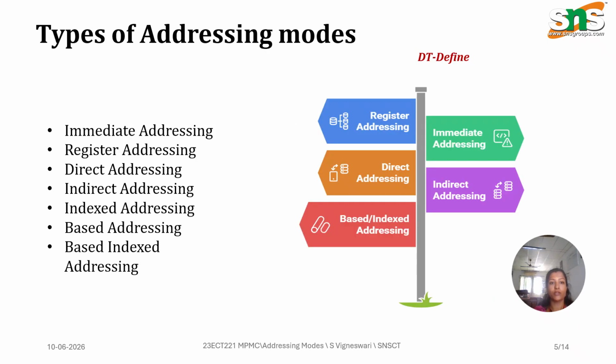So the different types of addressing mode, as we said, are: immediate addressing mode, register addressing mode, direct addressing mode, indirect addressing mode, indexed addressing mode, and finally based index addressing mode. So let us explore them individually.